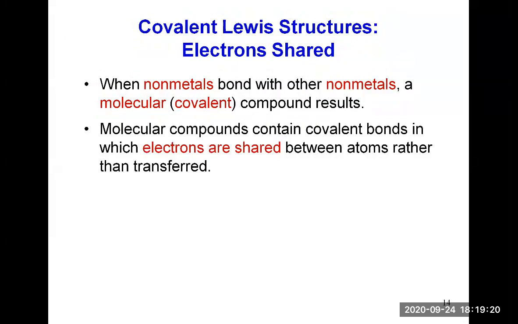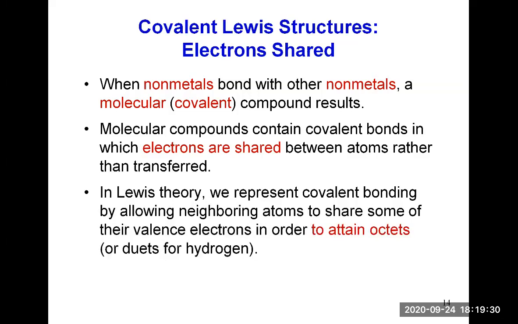Molecular compounds contain covalent bonds in which electrons are shared between atoms. They are not transferred like in ionic compounds. In Lewis theory, we represent covalent bonding by allowing neighboring atoms to share some of their valence electrons in order to attain octets, or duets for hydrogens. But most main group elements need octets. So let's look at the video to get an overview before we practice this.